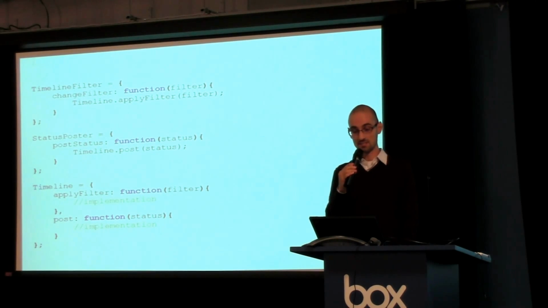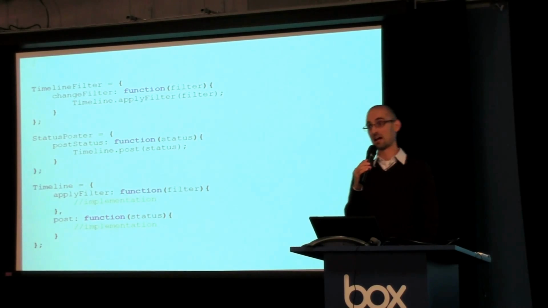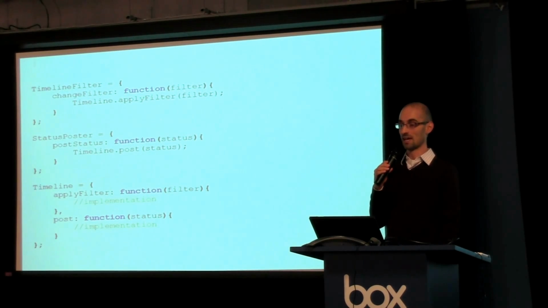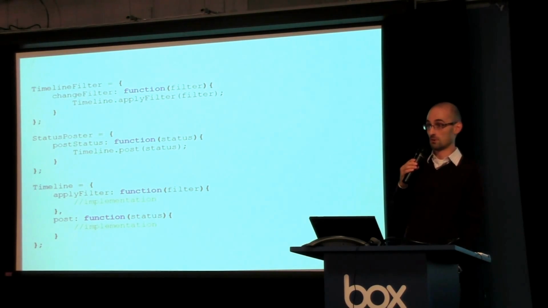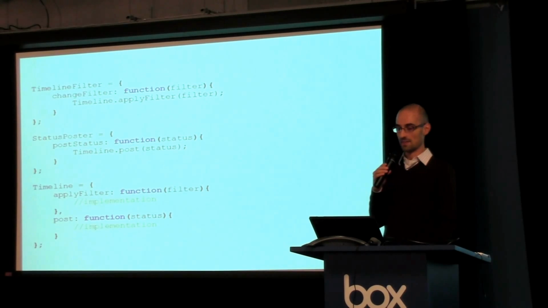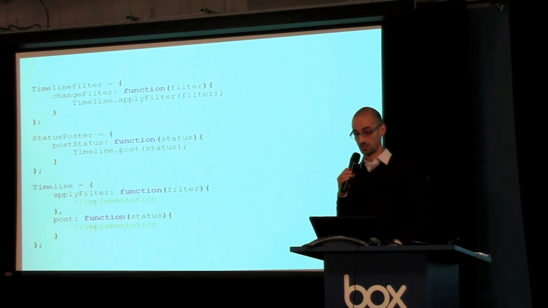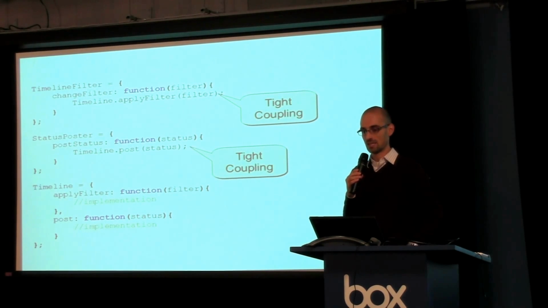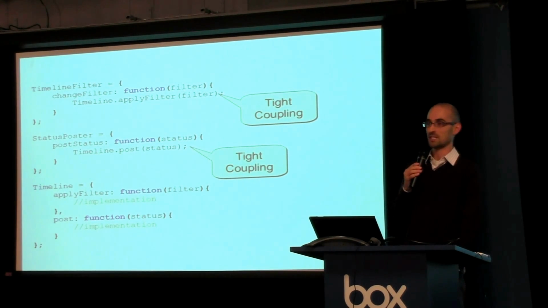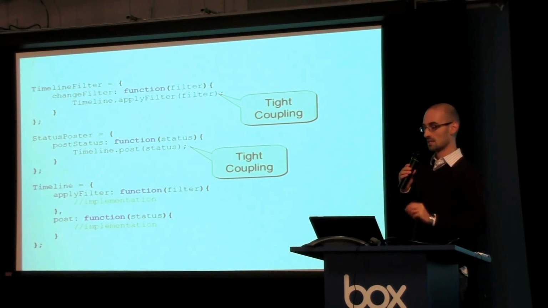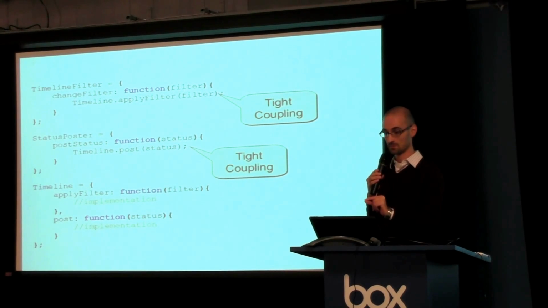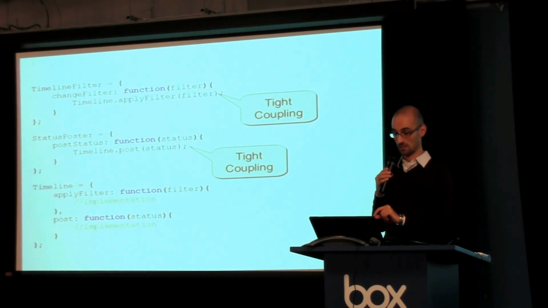And when you post status, it says here's the status, and then it says timeline.post, and that's how the timeline knows that you posted a new status. And then the timeline itself has both of those methods that do something. It's a very common way of arranging things. The lousy thing about that is you have very tight coupling now, right? Timeline filter knows about timeline. Status poster knows about timeline. And so those are tightly coupled.